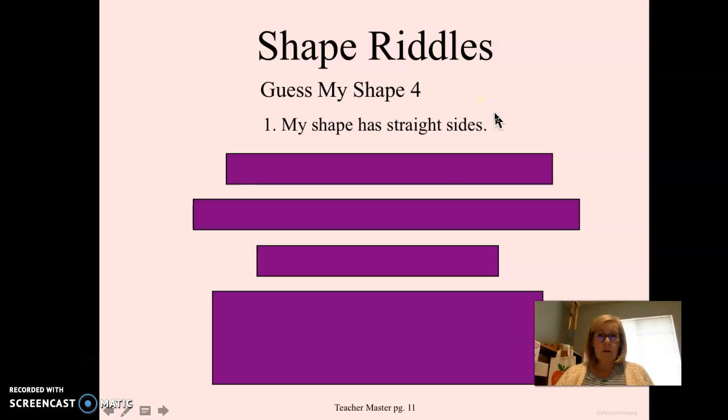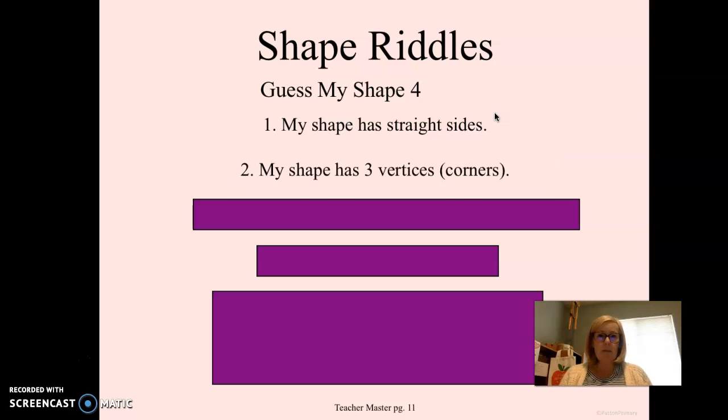My shape has straight sides. That only eliminates our friend the circle. Everything else has straight sides. My shape has 3 vertices. We know that shapes that have 3 sides and 3 vertices are called, if you said triangle, you are correct. So that takes out our trapezoid, our hexagon, rhombus, rectangle, and square.